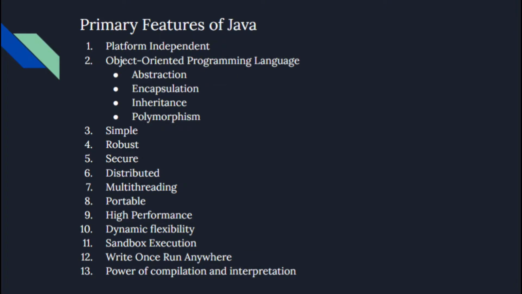Number 9. Java provides high performance. Java architecture is defined in such a way that it reduces overhead during the runtime. Java uses a just-in-time compiler, where the compiler compiles code on demand, where it only compiles those methods that are called, making applications execute faster.